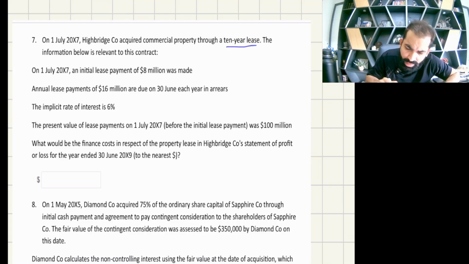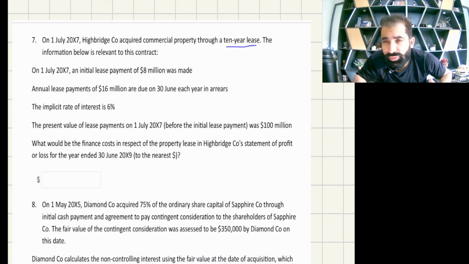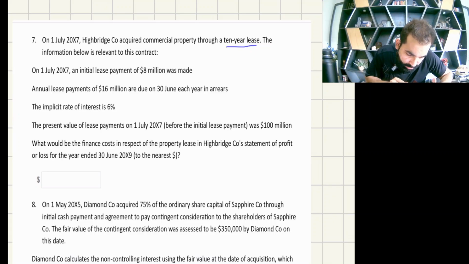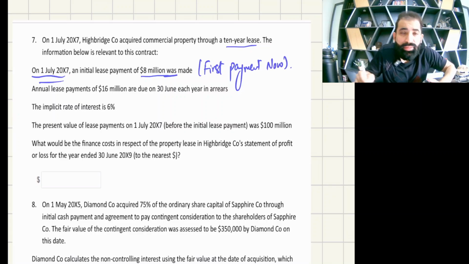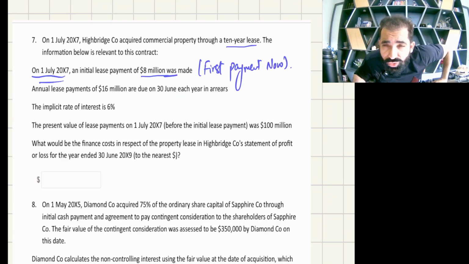Now, after the introduction of IFRS 16, all leases of more than 1 year are finance leases. Very simple, finance lease. So the lessee books a finance lease. On 1st July X7, the initial lease payment is 8 million. This is what we called first payment now. Remember, I taught you this. And you know that first payment now is treated as a pure decrease in lease obligation.